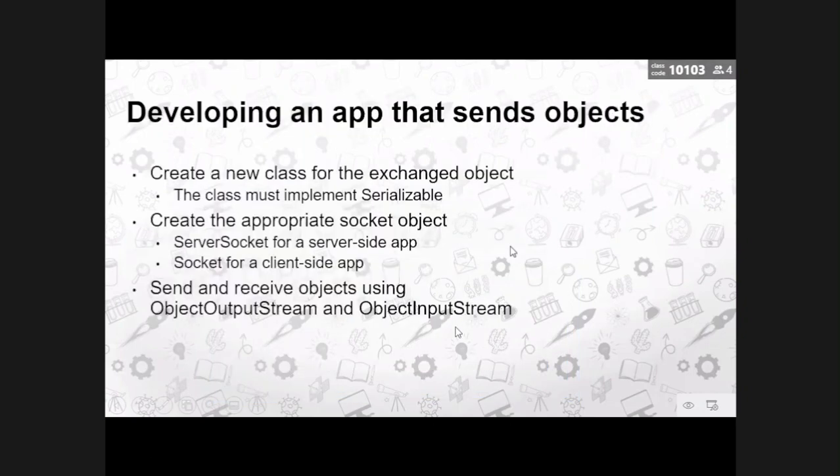Object serialization exists in any object-oriented programming language. Java, Python, although it's fake, C++, C#, they all have object serialization. So let's do some examples with object serialization. If you want to develop an application that sends objects instead of text, these are the steps that you need to do.